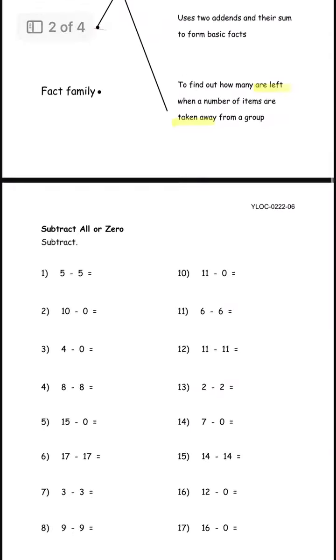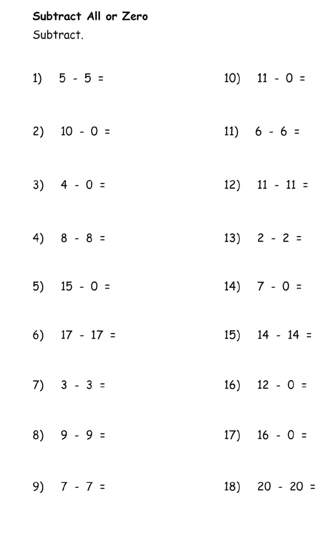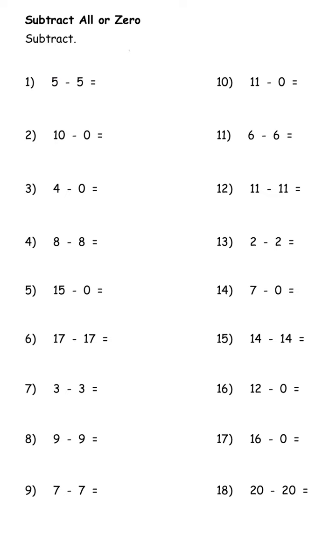Now, next we have subtract all or 0, and we're going to try number 1. So we have 5 minus 5 for number 1, and 1, 2, 3, 4, 5, minus 5. 1, 2, 3, 4, 5. We have 0, right? So by doing this, we're going to know that when the same number is subtracted, we're going to have 0.